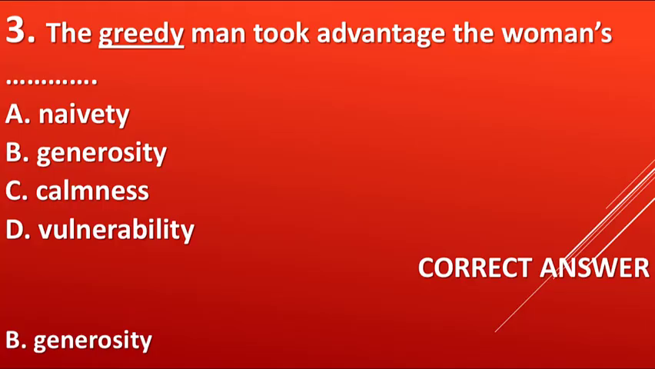Question 3. The greedy man took advantage of the woman's dash. A. Naivety. B. Generosity. C. Calmness. D. Vulnerability. The correct answer to this question is B. The greedy man took advantage of the woman's generosity.